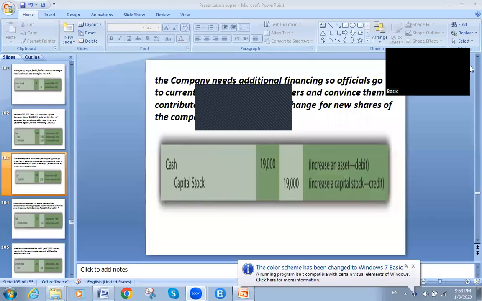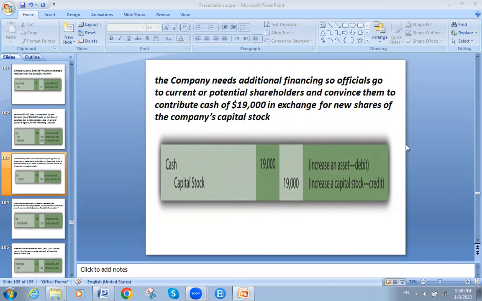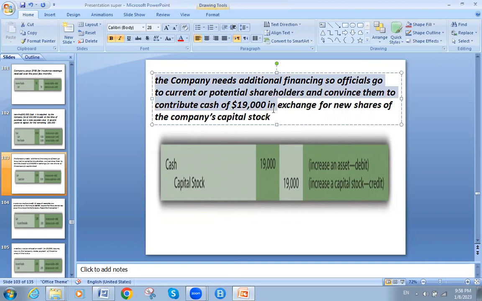Another lecture in the accounting, and in this lecture we will talk about some of the main important points which we usually handle in accounting. As an example, let us see this entry.